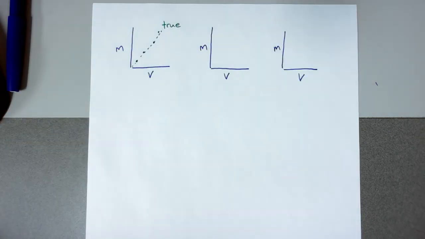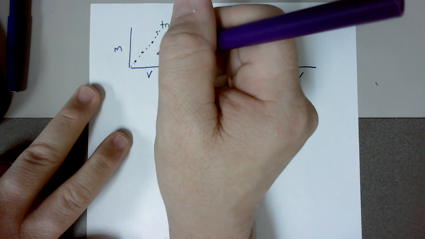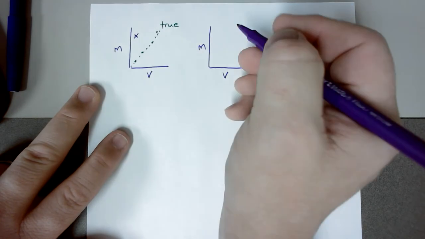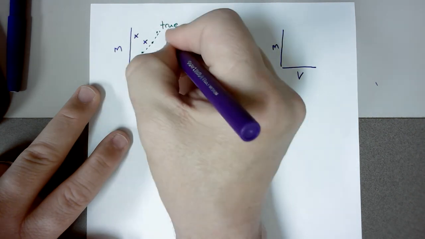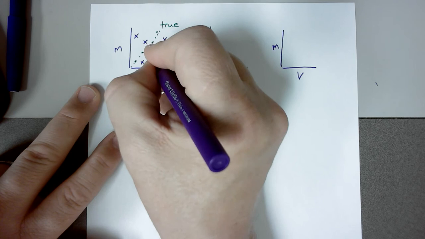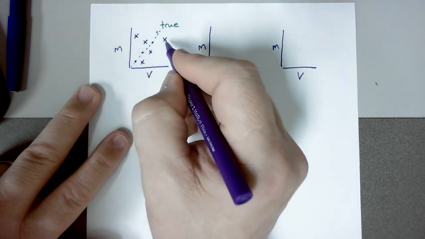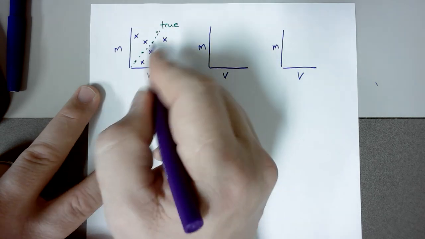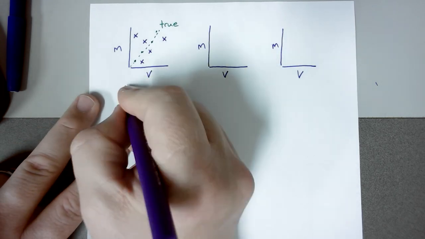Now, what if I had 5 different students get the density, mass and volume of an object, and one student gets it there, another student determines it here, another student here, another student there, and one here. Well, none of them are close together, and they are not along the true value. So this is not precise nor accurate.